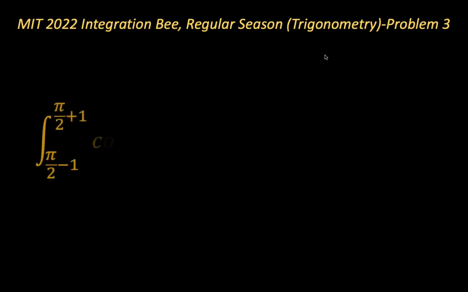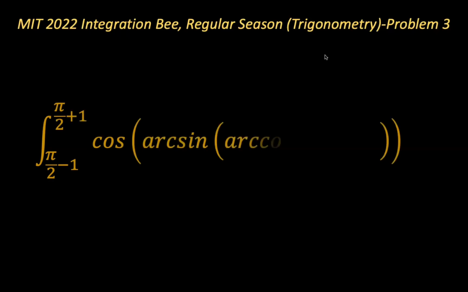Which is the integral from x equals pi over 2 minus 1 to x equals pi over 2 plus 1 of cosine of arc sine or arc cosine of sine x.